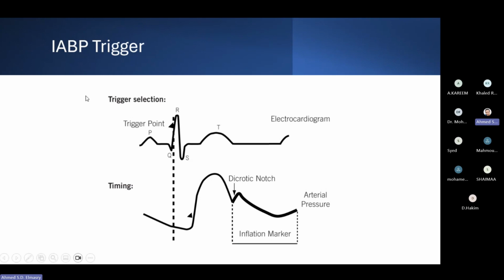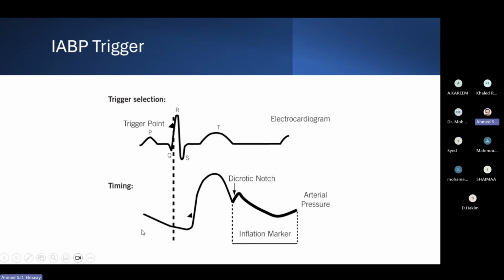So to understand the IABP trigger here, the machine uses the ECG in order to identify the trigger. The software of the machine knows that the R wave is the beginning of the systole. So at that time, the machine will start the deflation. And if the machine is able to detect the end of the T wave or the late T wave, the machine will start the inflation, which is at the same time as the dicrotic notch.